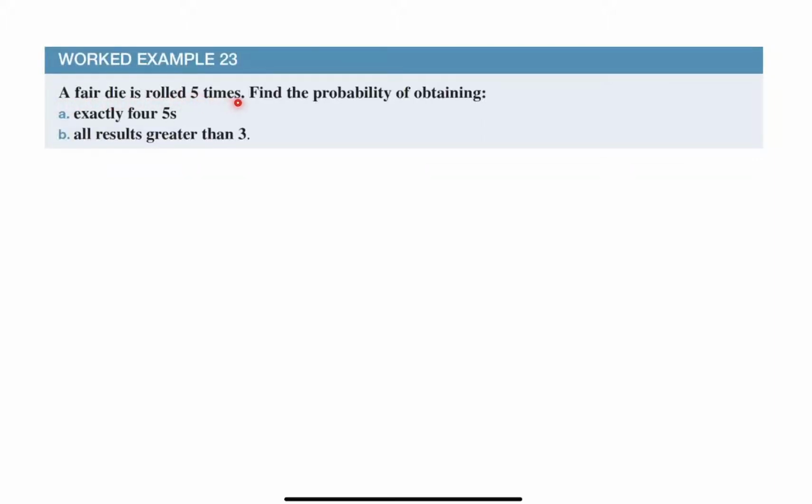A fair die is rolled 5 times. Find the probability of obtaining exactly 4 5s. I'm going to use the binomial expansion of probability to do this.